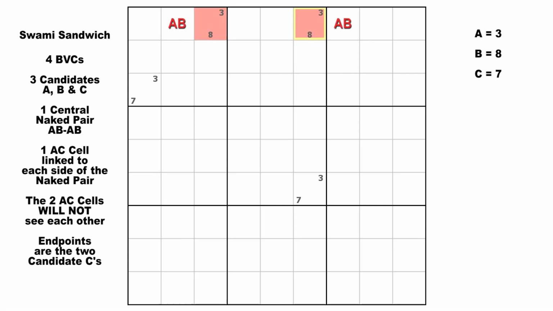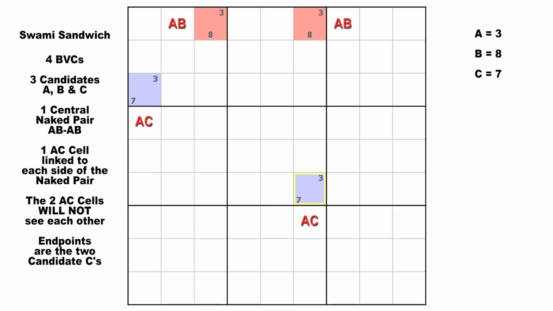So candidate C is 7, and we've got one AC cell in block 1 that can see one of the AB cells, and we've got another AC cell down here in column 6 that can see the other AB cell. The 2 AC cells sandwich the naked pair. They are like 2 slices of bread, and the AB naked pair is like the peanut butter and jelly in between.